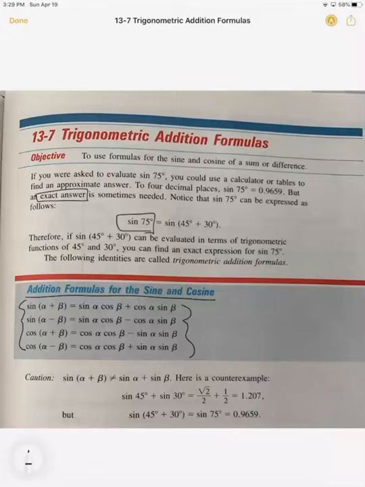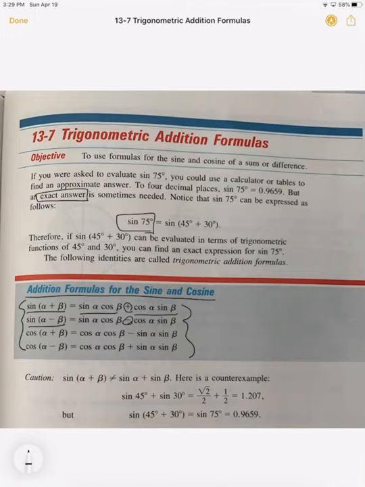So let's look at the first one. What is the sine of 2 different angles, alpha plus beta? Well, we just use a special formula. You take the sine of the first angle, multiply it by the cosine of the second angle, and add to that the cosine of the first angle, multiplied by the sine of the second angle. Now, the sine of the difference of 2 angles looks a little bit different. The only thing different here is we are subtracting.